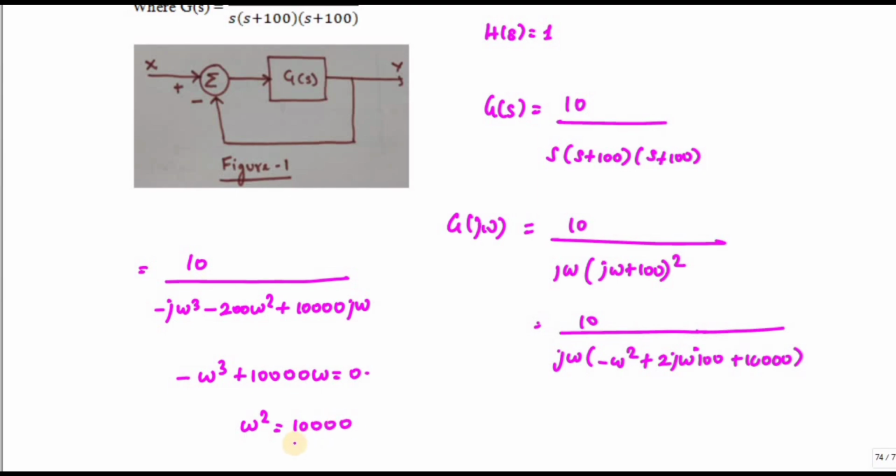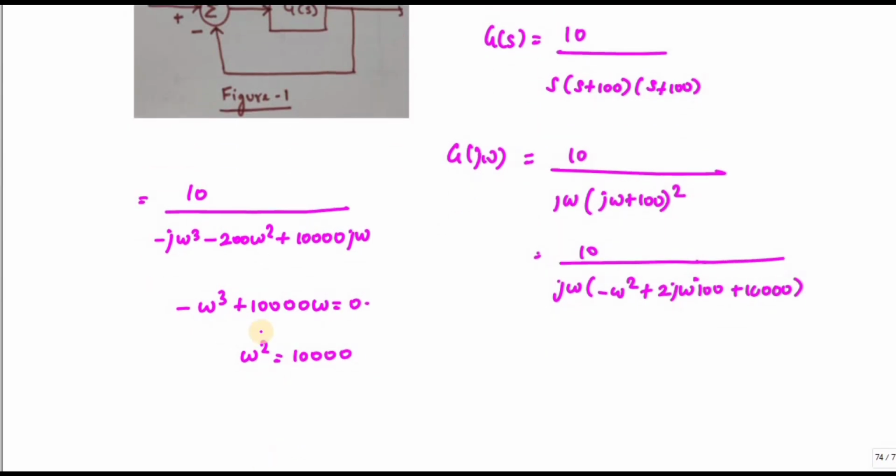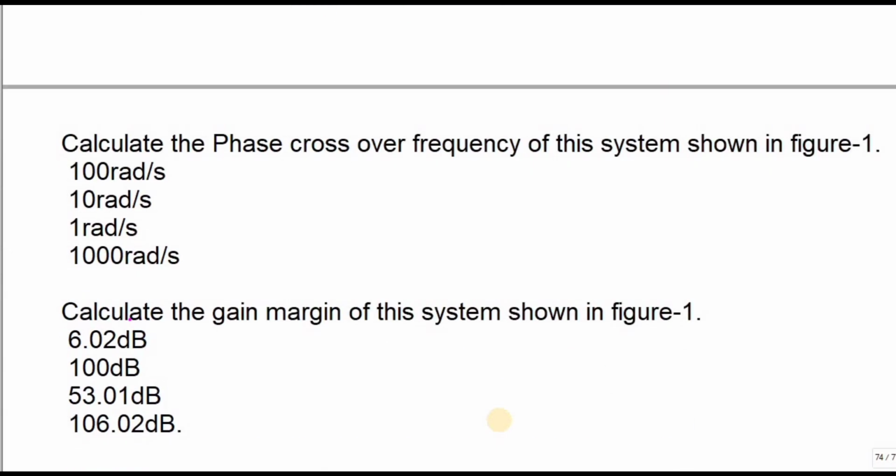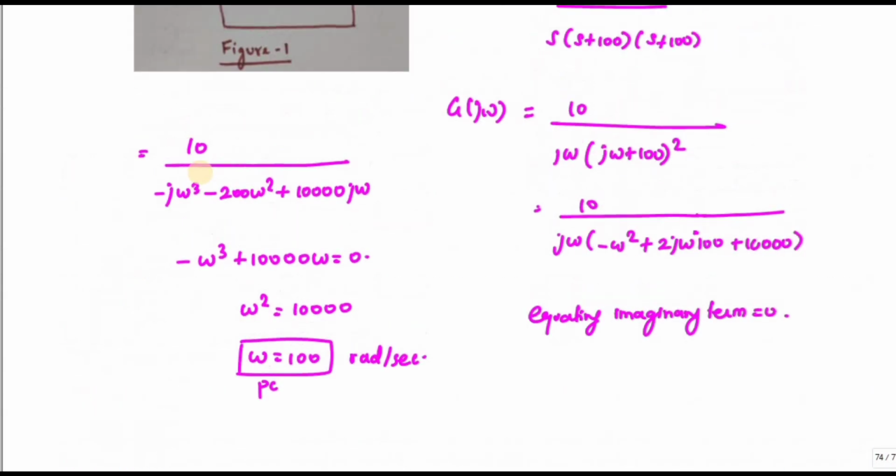So omega square is equal to 10,000. I get omega is equal to 100. This omega is nothing but your phase crossover frequency. Okay. So it is measured in terms of radian per second. How am I obtaining this one? By equating the imaginary term to 0. So the answer is 100 radian per second.